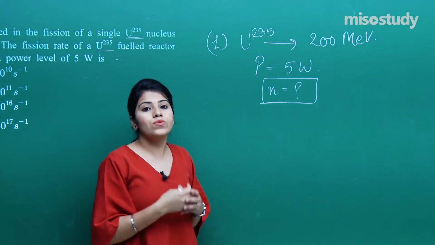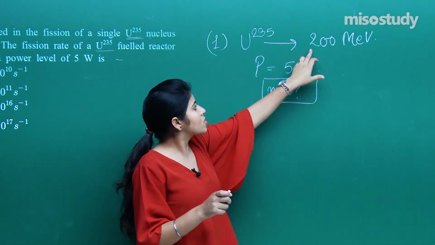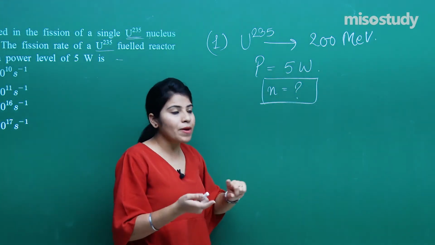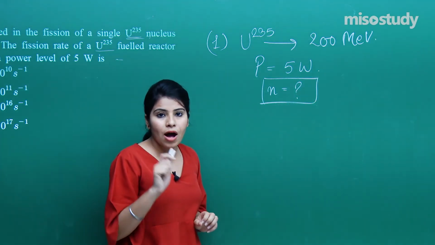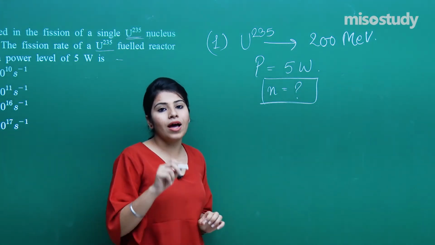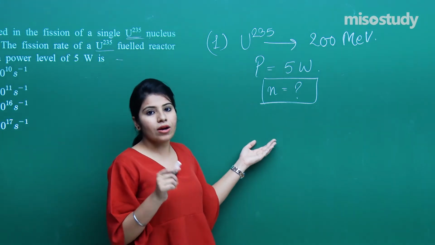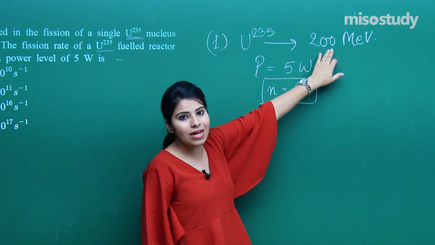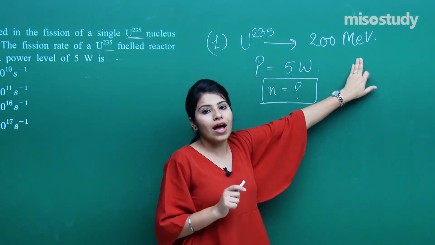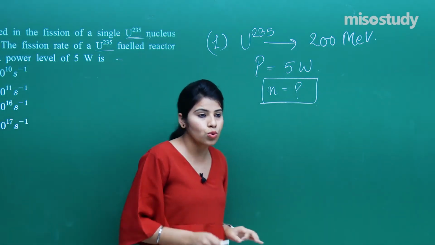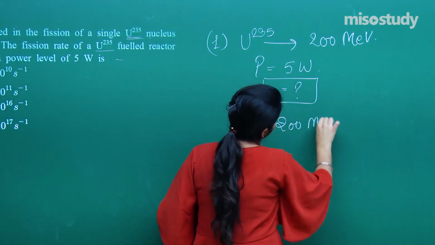what are we going to do? We are going to multiply the number of nuclei undergoing fission by this energy, that means the total energy, and that will be equal to your power. From this formula, you are able to find your N. Definitely we are going to proceed in the same way. So I will start with this energy, as it has been given in mega electron volt. First of all, I am going to convert it into joule. So let me say the energy with me is 200 mega electron volt.